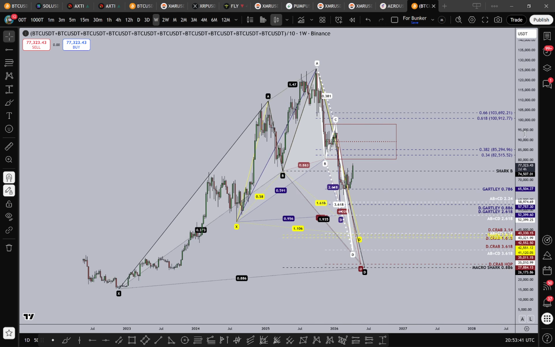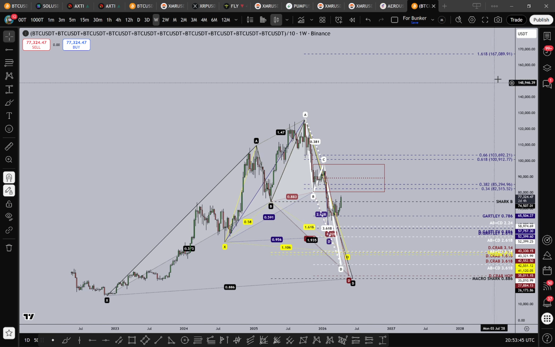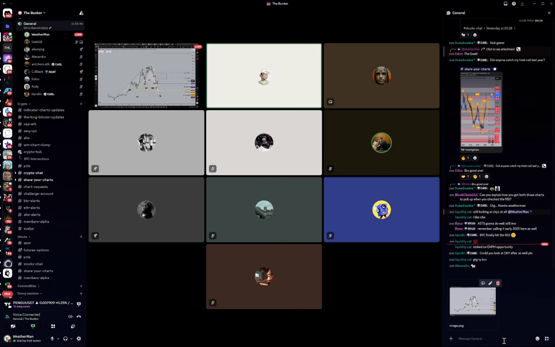So this right now, as it stands, is the chart in terms of wave structure. So I'm just going to go and share it right over here.